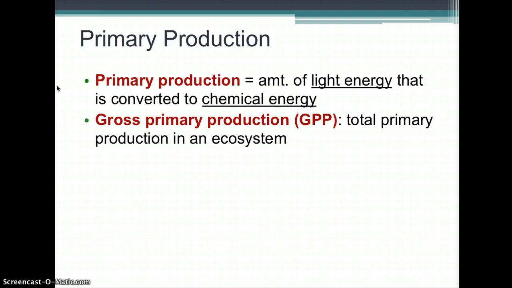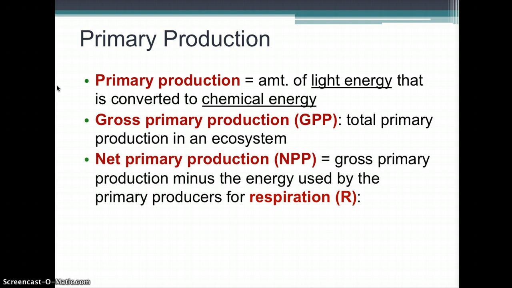Not all of this production is stored as organic material in the primary producers because they use some of the molecules as fuel in their own cellular respiration. Net primary production is equal to the gross primary production minus the energy that is used by the primary producers for their autotrophic respiration. On average, NPP is about 1/2 of the GPP. To ecologists, NPP is a key measurement because it represents the storage of chemical energy that will be available to consumers in an ecosystem.